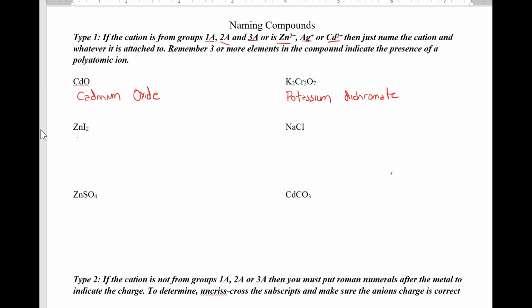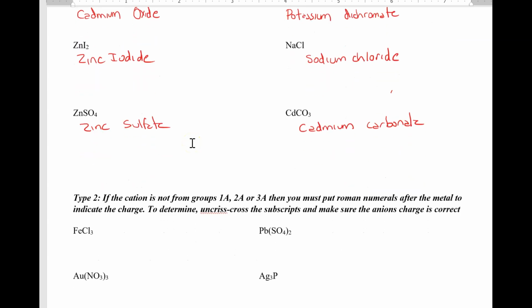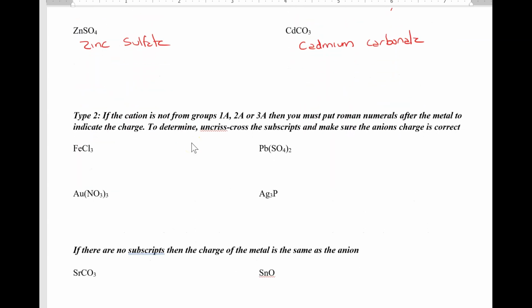Zinc, also one of the members of this unique group, just becomes zinc iodide. Sodium chloride. Zinc again, with a polyatomic ion because you see three capital letters, so that's going to be sulfate. Cadmium carbonate, a polyatomic ion again, three capital letters. So all you're doing for these ones, once again, is just naming the metal, naming whatever it's attached to, and that's it, nothing else.